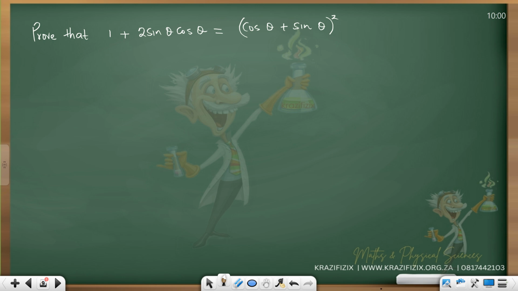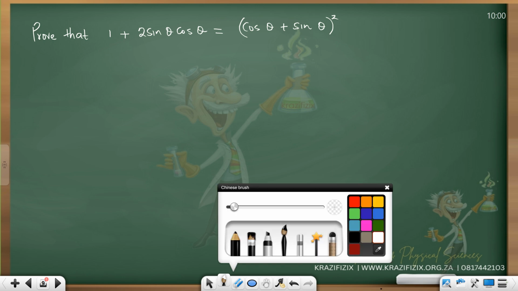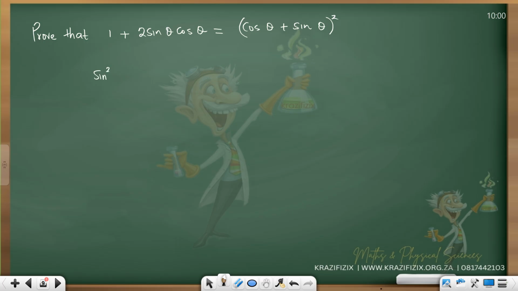Okay, I think I will change the 1. What is 1? Sine squared theta plus cos squared theta. I want to do something here. Now, that's a trinomial. How do I know it's a trinomial? Check. I could write this like this. I'm going to do this in 2 ways.